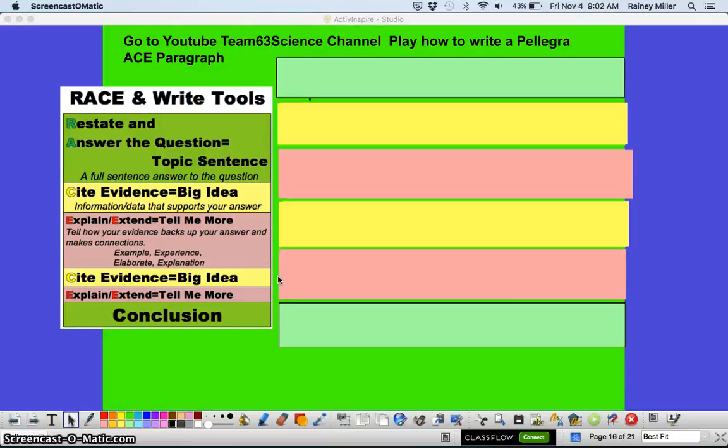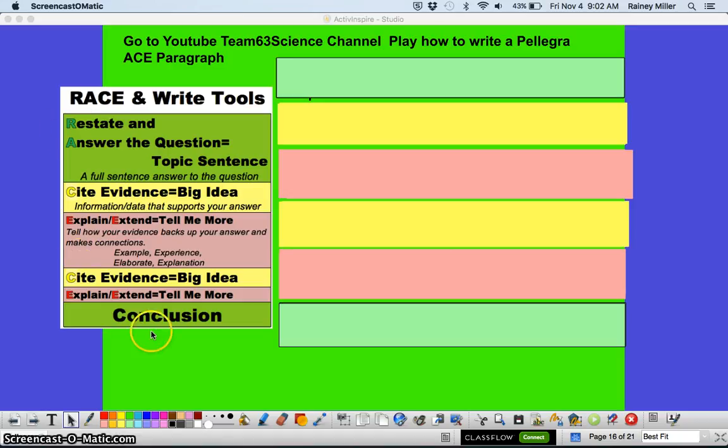Hello, I'm going to talk to you a little bit about how to write a Pellagra ACE paragraph. I know on a lot of the stuff it says RACE paragraph, but they're really the same thing. The R and the A just kind of work the same way. So the language arts department, like Miss Foss and them, they took it out. So it's technically ACE paragraph.